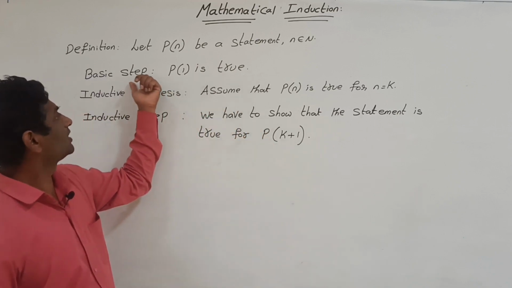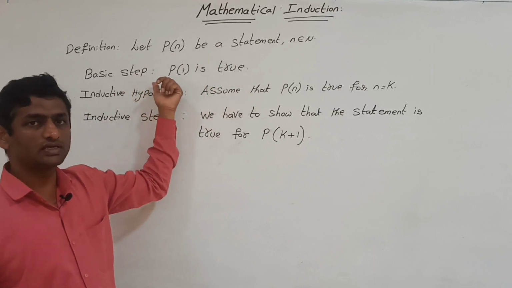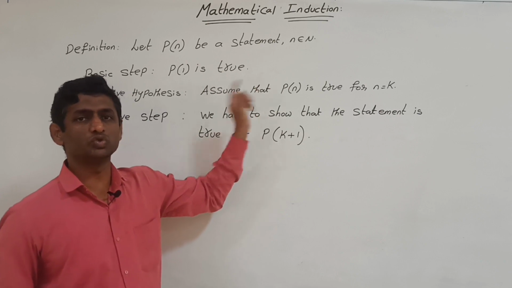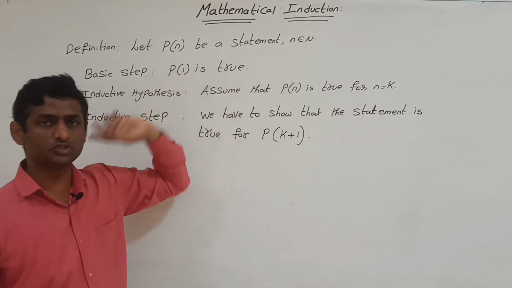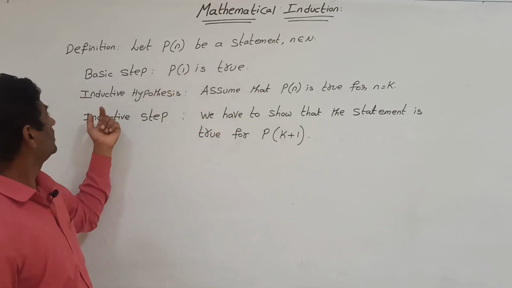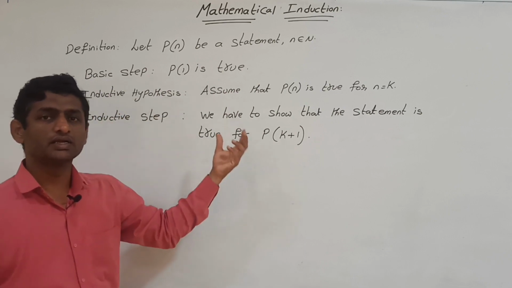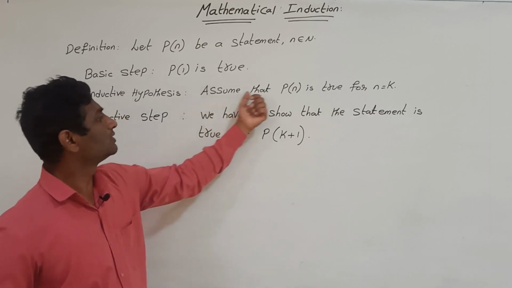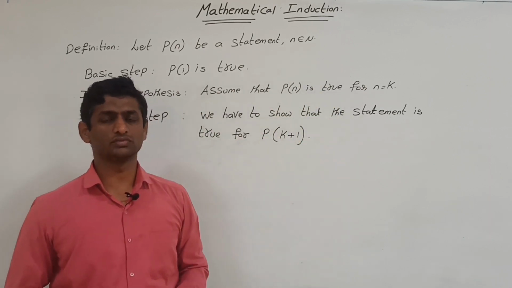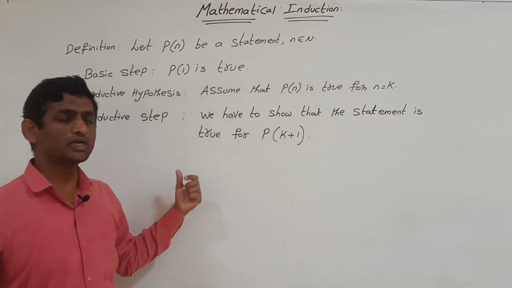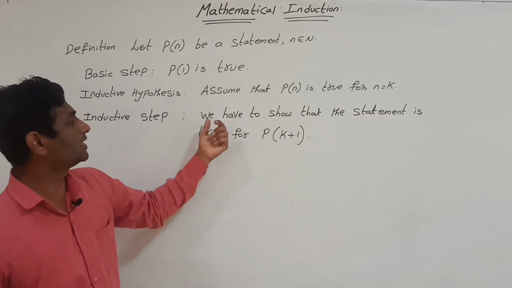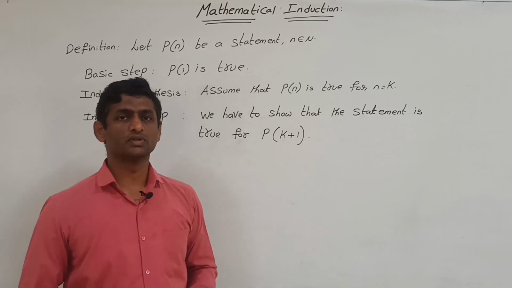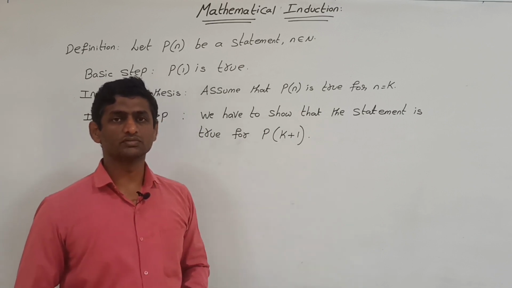That is, for any given statement, we have to check the basic step, that is, whether the first natural number case is true or false. That is, P of 1 is true. Second, the hypothesis: assume that the given statement is true for n is equal to k, that is, P of k is true. And in the last step, we have to show that the statement is also true for P of k plus 1. So we'll see one example.